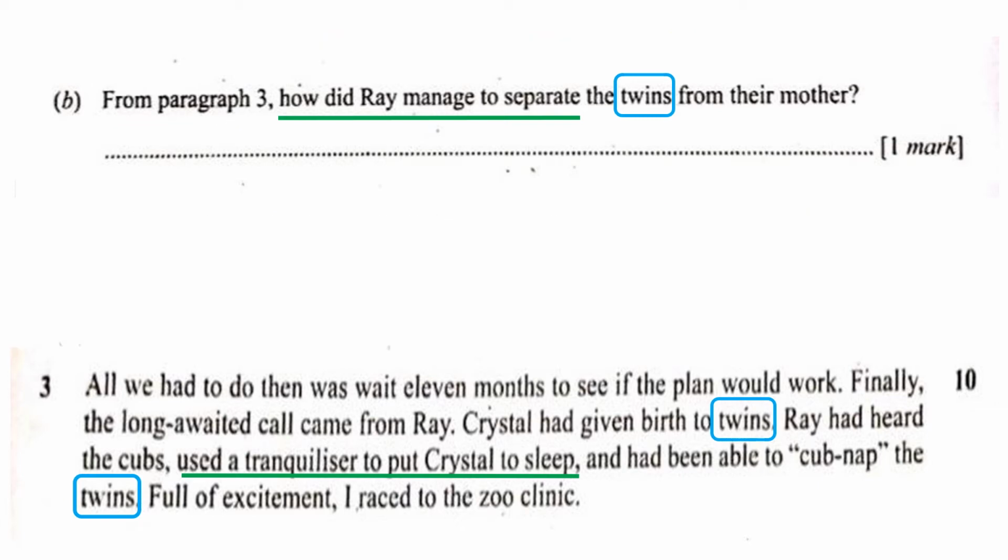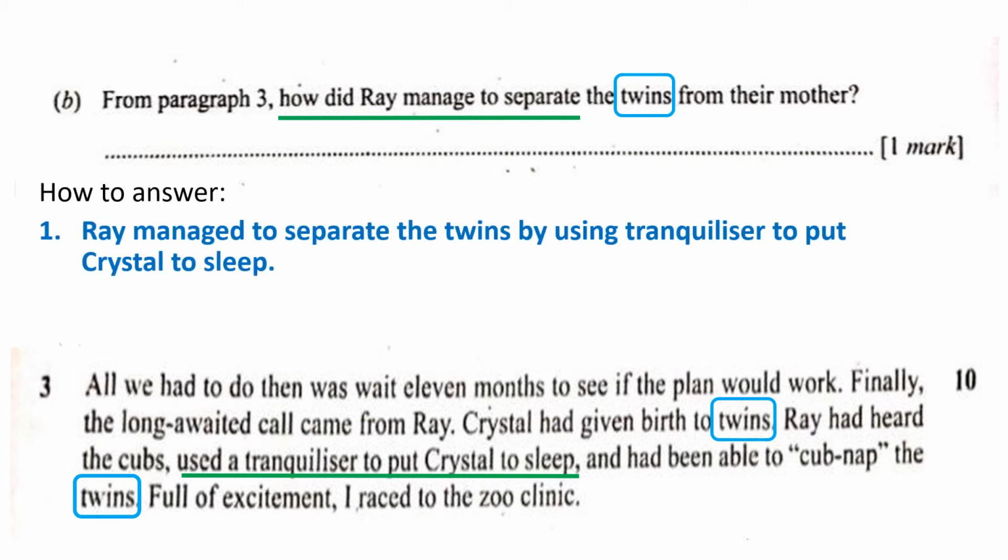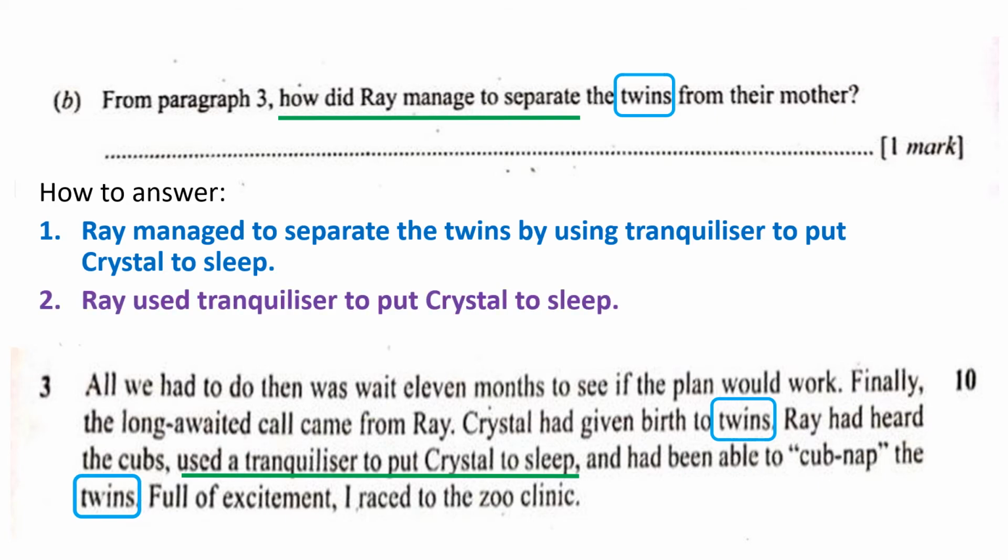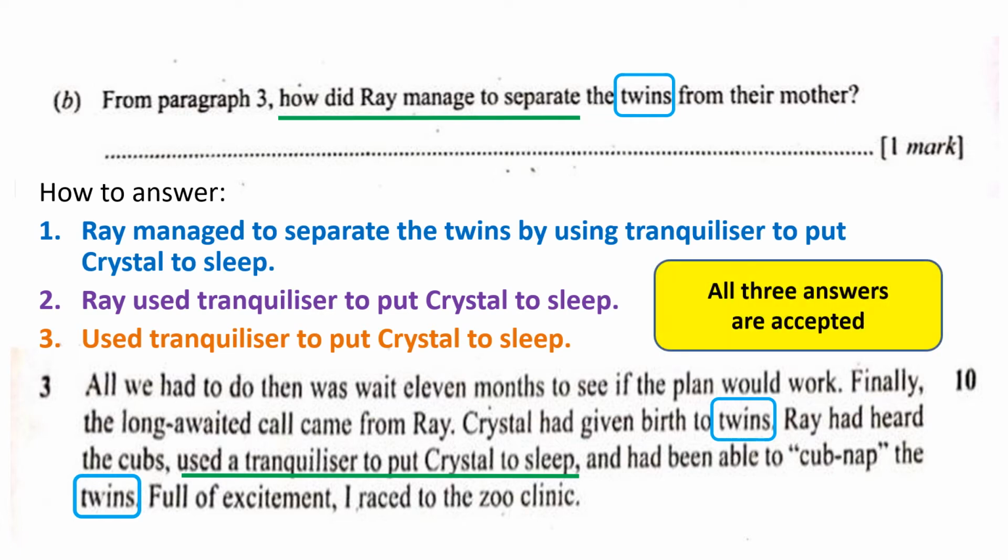Okay, so how do we answer this? Again, the first way of answering is by writing the full sentence: Ray managed to separate the twins by using a tranquilizer to put Crystal to sleep. Or you can simply answer: Ray used a tranquilizer to put Crystal to sleep. Or the easiest way to answer is simply writing down the answer: use a tranquilizer to put Crystal to sleep. All three answers are accepted.